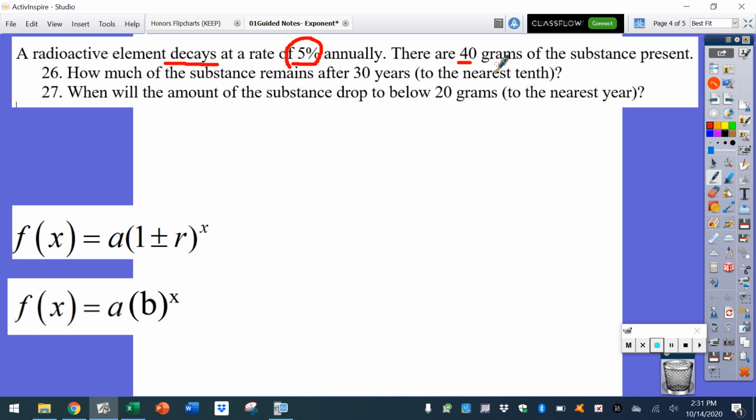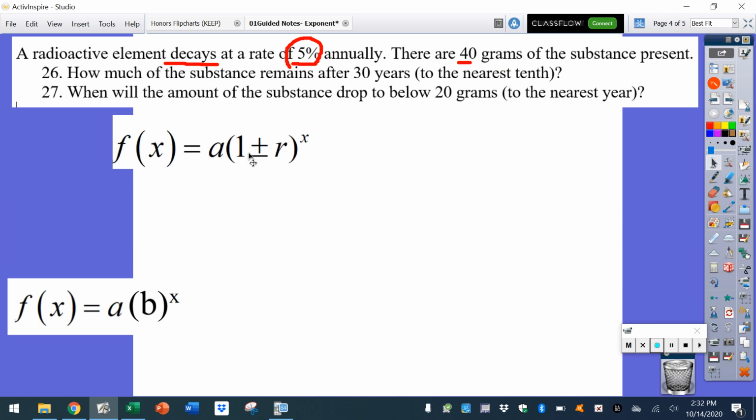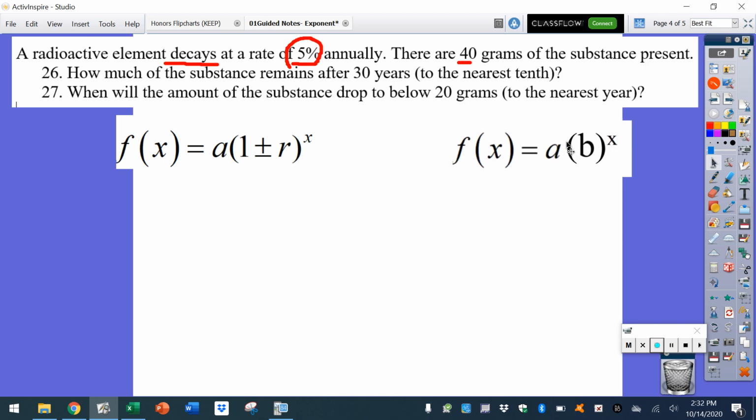40 grams are present. So we're going to use our two exponential growth and decay formulas. And it says we have 40 grams. That's the amount that we have in the beginning. We begin with a 1, and it says we decay. So since we decay, we're going to lose, and we're going to lose 5%. So be careful with 5%.